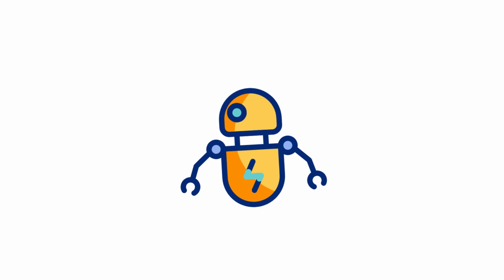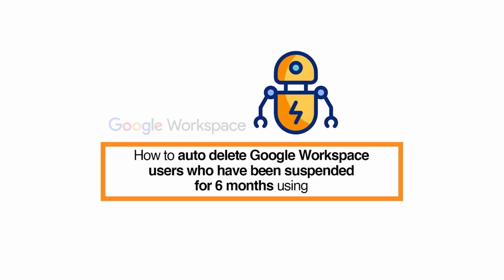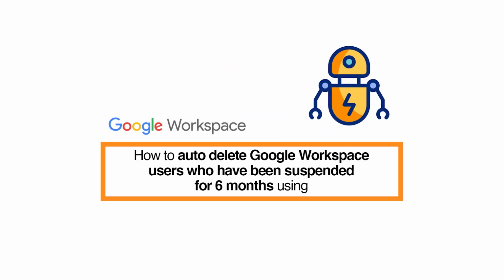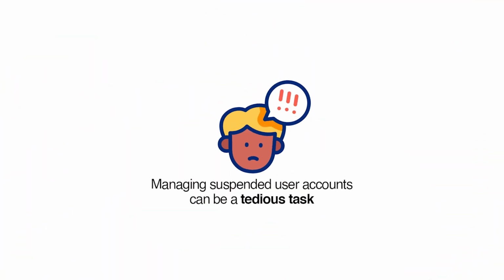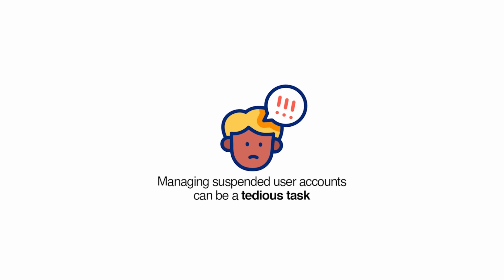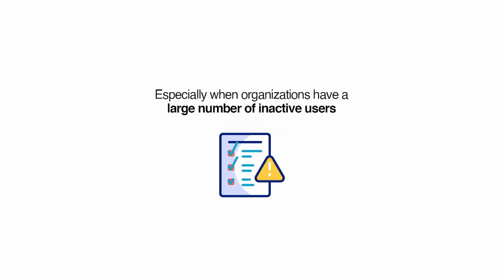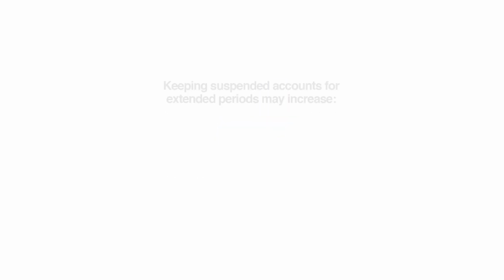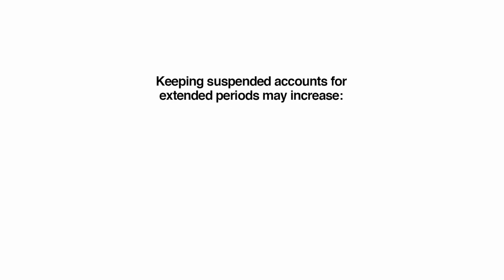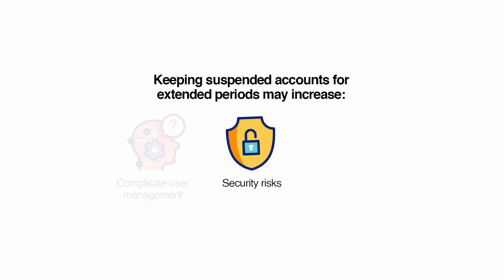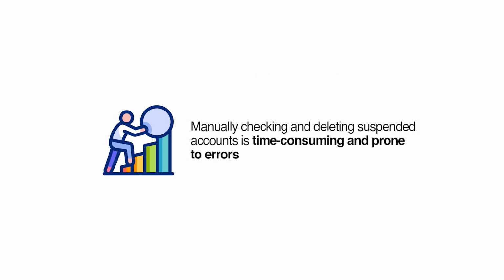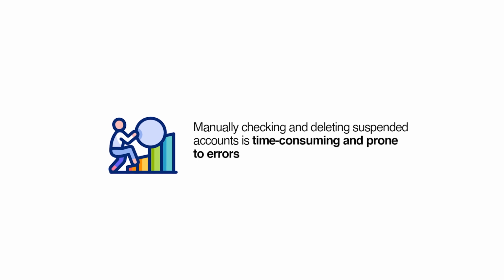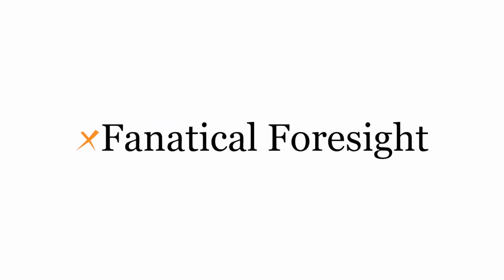Hi there, in this video, you will learn about how to auto-delete Google Workspace users who have been suspended for 6 months using xFanatical Foresight. Managing suspended user accounts can be a tedious task, especially when organizations have a large number of inactive users. Keeping suspended accounts for extended periods may increase security risks, complicate user management, and incur unnecessary user license fees. Manually checking and deleting suspended accounts is time-consuming and prone to errors. That's where xFanatical Foresight comes in.